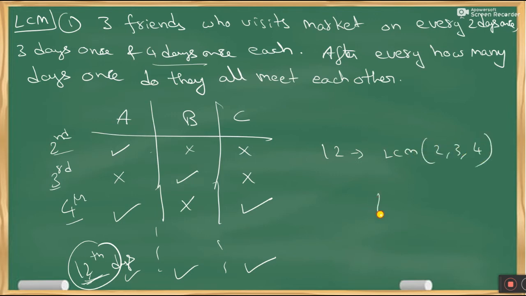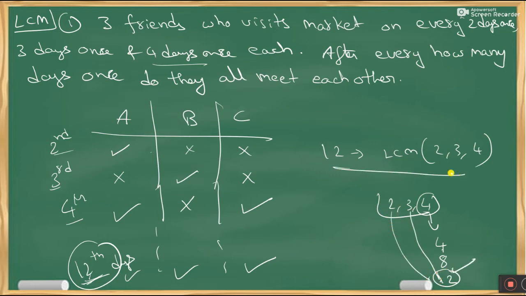That's it. So you can do the traditional normal method, or I have told you the shortcut: take the highest number. Okay. 4 ones are 4, 4 doesn't go with 3. So take the next one. 4 twos are 8, 4 threes are 12. If I take 12, 12 completely divides 3, completely divides 2. So my LCM is 12. Okay.